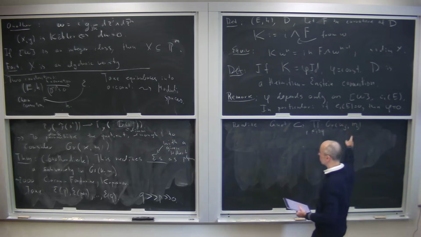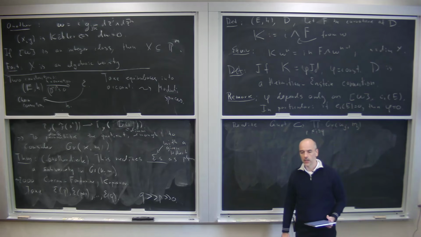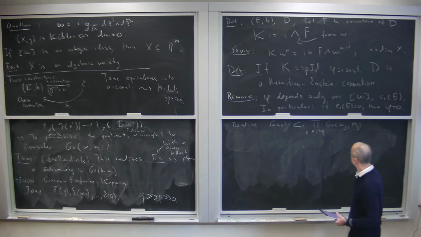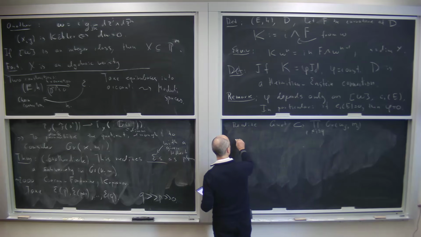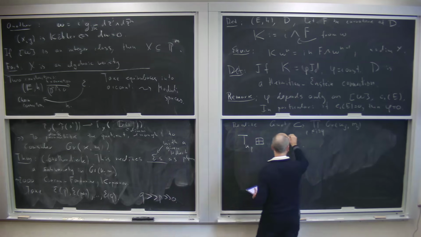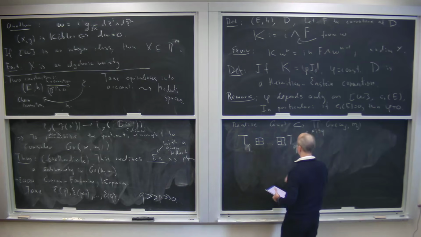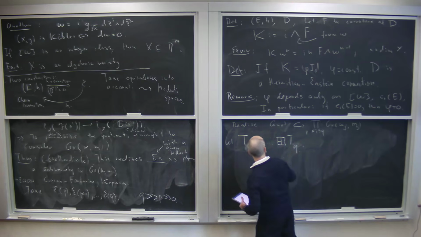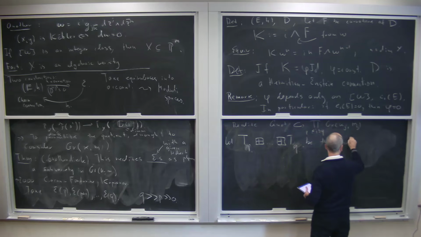And the way it works is that on this product, we have the external sum of the canonical bundles, and then we can multiply them. So if we take, not canonical, tautological, let's call it T, T_K, T_P, and T_Q, let them be the tautological bundles.